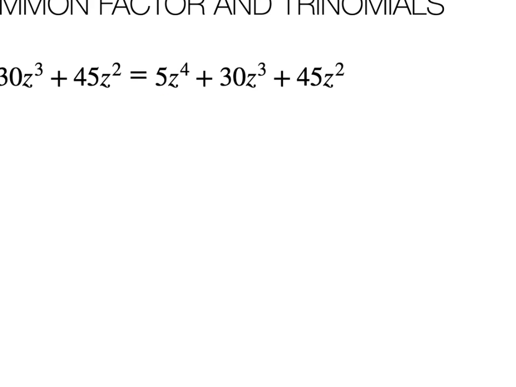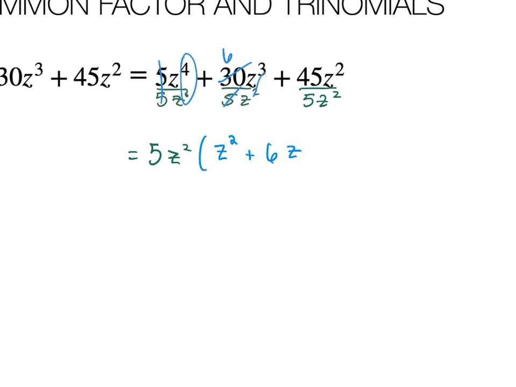Let's check for a GCF first. 5, yep, everybody's divisible by 5, and they all have a z squared in them. So we go 5z squared. Let's take it out of each of these. So we have a lot of canceling going on here. 5 over 5, that'll be z squared. The next one's 30 divided by 5 is 6, and z to the first, so we just go z. And 5 into 45 is 9 times, and the z squareds cancel each other out.